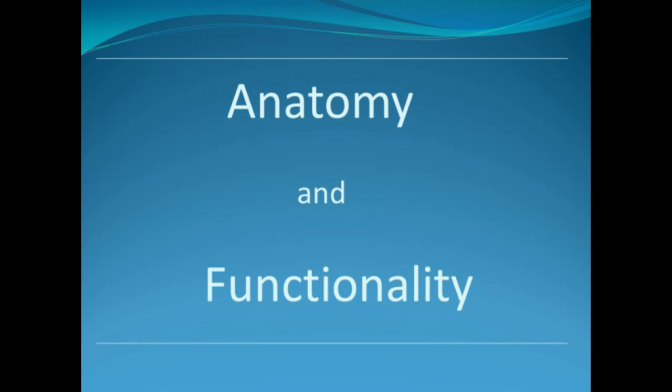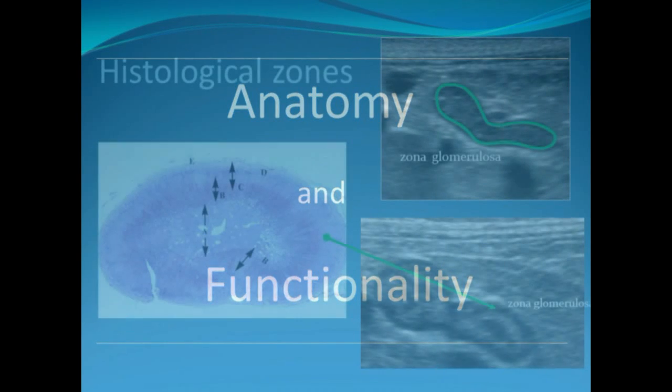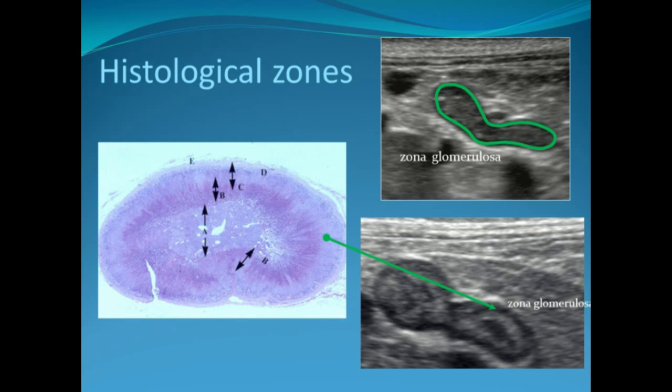So let's start looking at the adrenal gland. We'll look at a histological section first. The first layer that we see that is rather almost anechoic is called the zona glomerulosa, and that layer produces aldosterone.